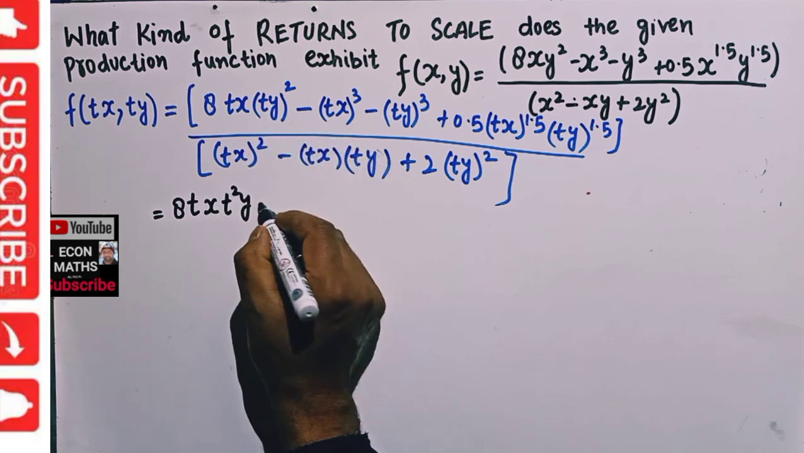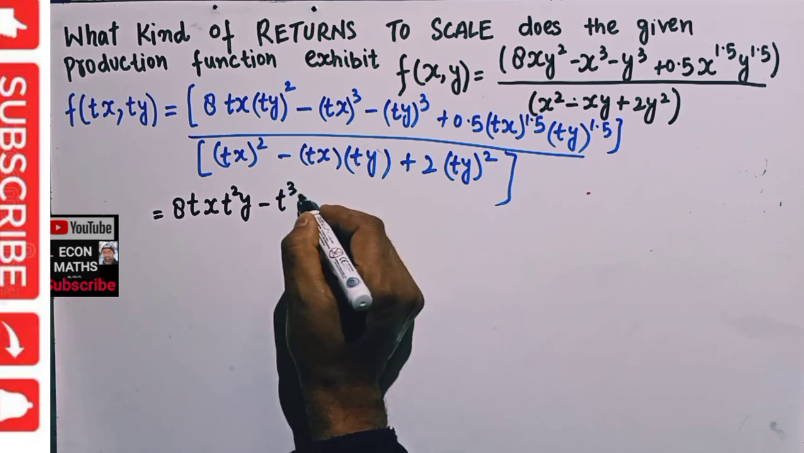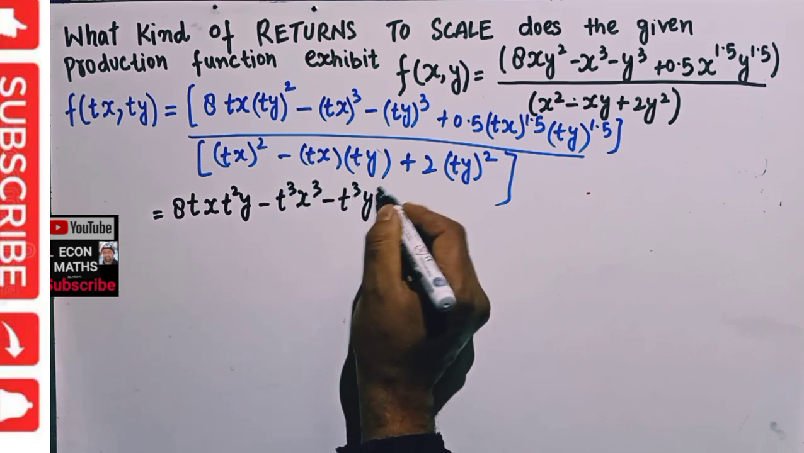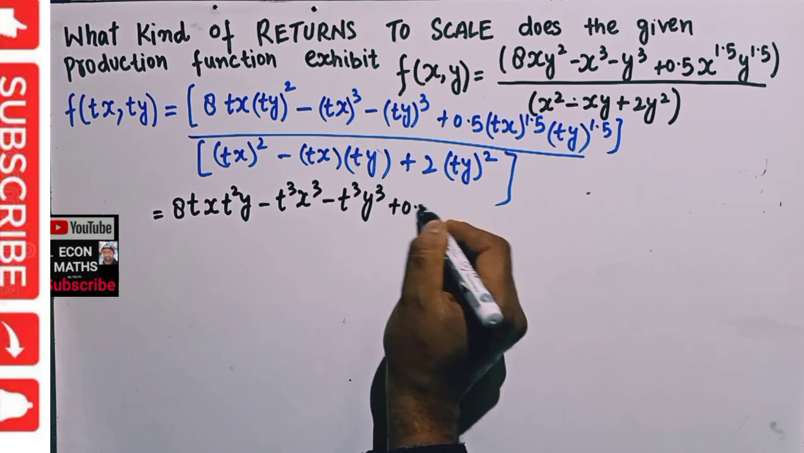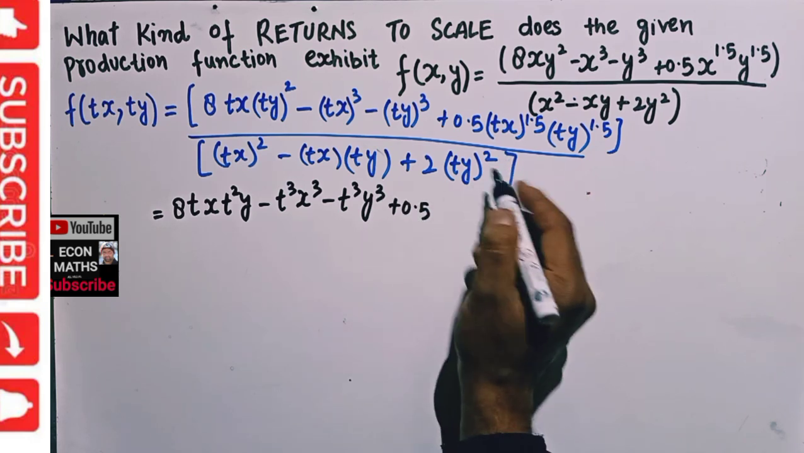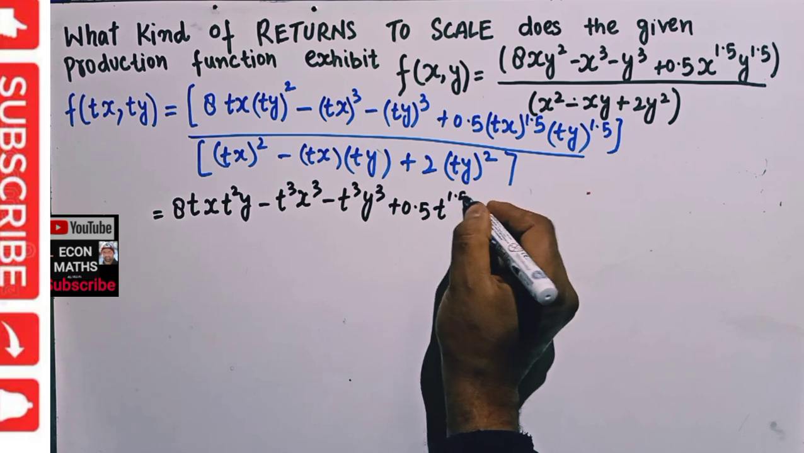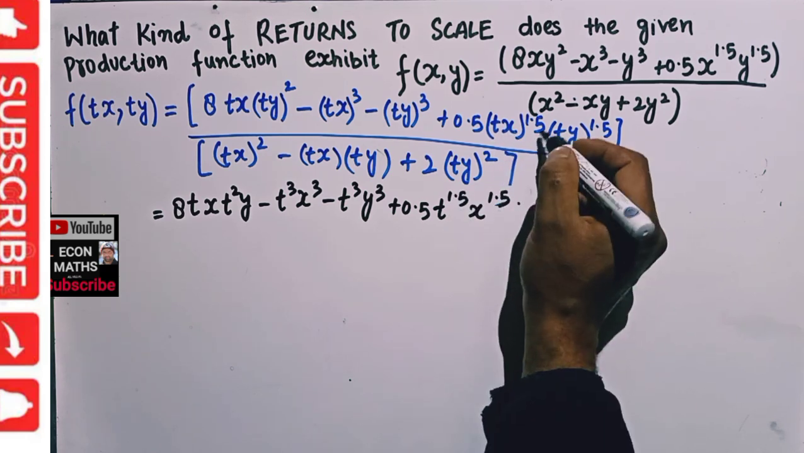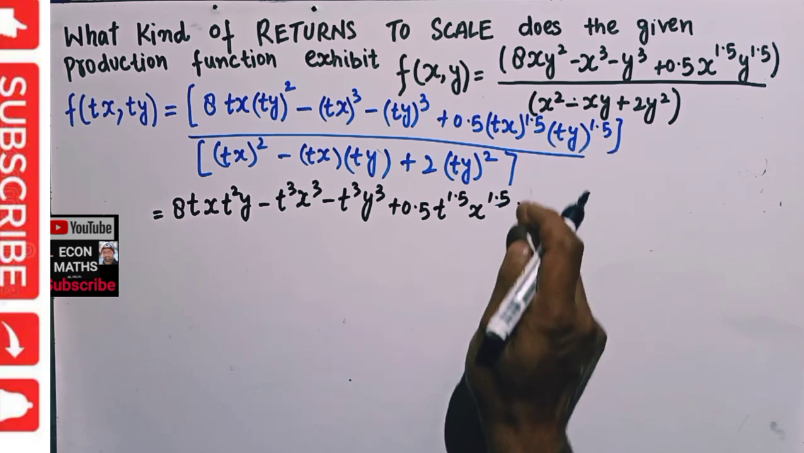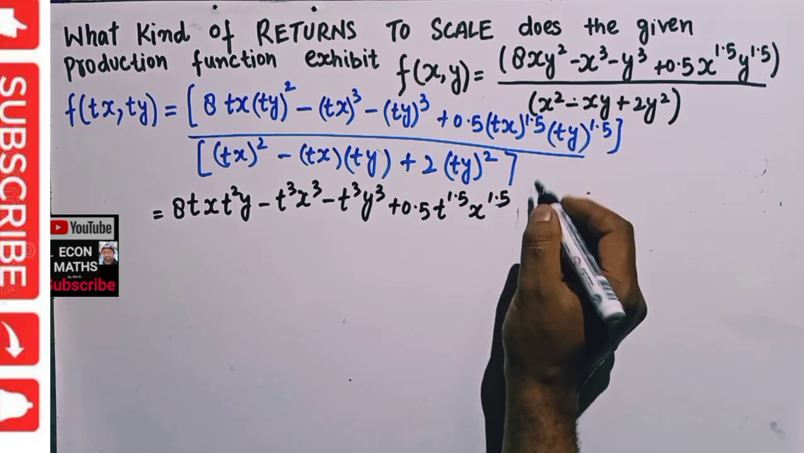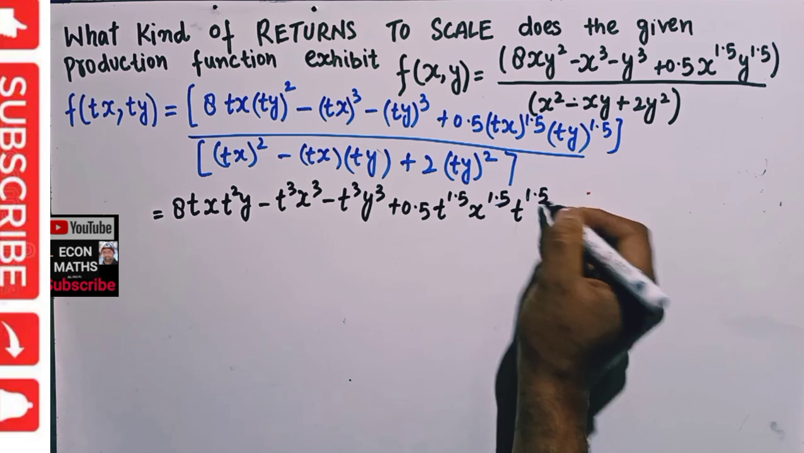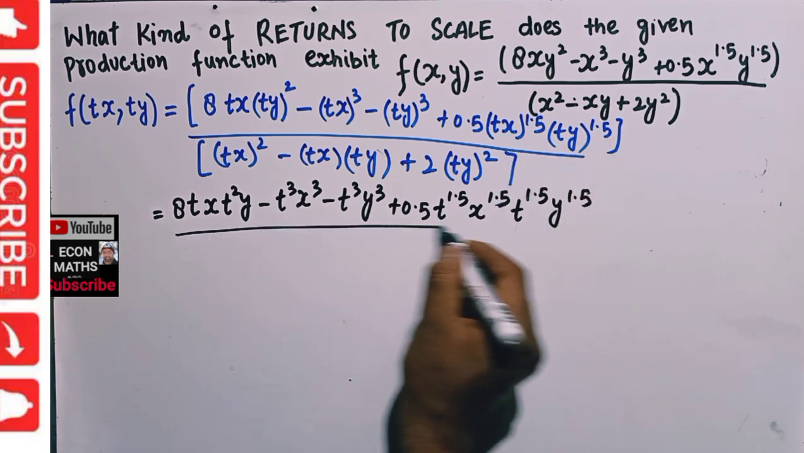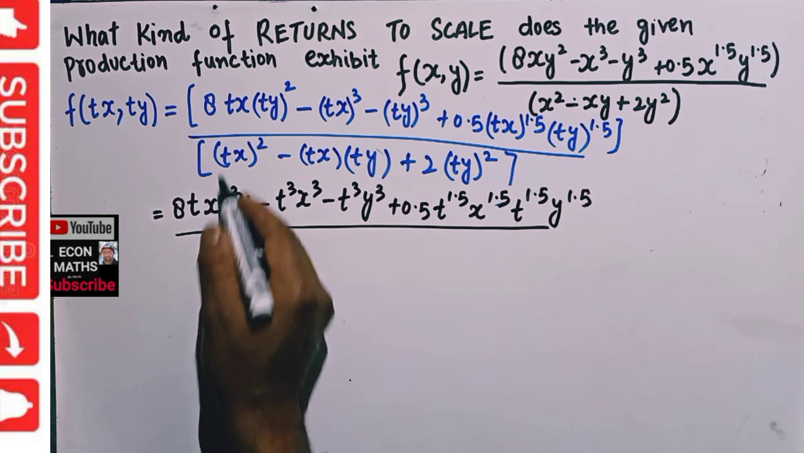Okay, I'm expanding this now. So we have t cube x cube minus t cube y cube plus 0.5. We have t raised power 1.5 here and x raised power 1.5 here, it's multiplied here. So we have t raised power 1.5 again and y raised power 1.5. Okay, I'm just expanding this. Divide by this, let's expand here also.